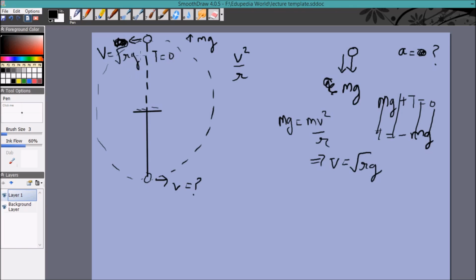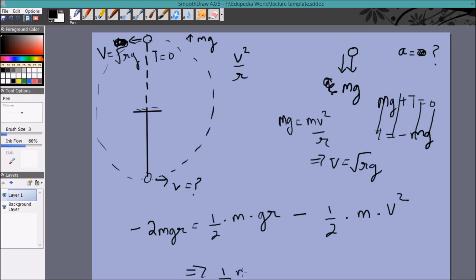Right? Again, work done by tension is 0. We'll try to solve the problem as before. Work done by gravity is 2mgr. This will be final kinetic energy minus initial kinetic energy. Right? And that will be, actually the work done by gravity is minus 2mgr. Right? Final kinetic energy is half into m into gr, because root rg whole square. Minus initial kinetic energy is half into m into v squared. Right? So from that we can see that half mv squared is equal to 5 by 2 mgr, or v is root 5gr.